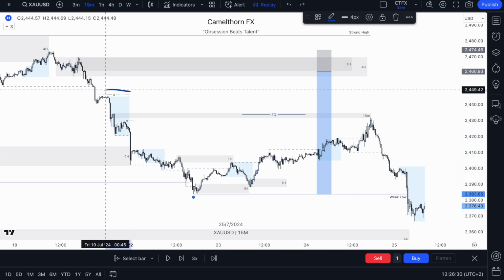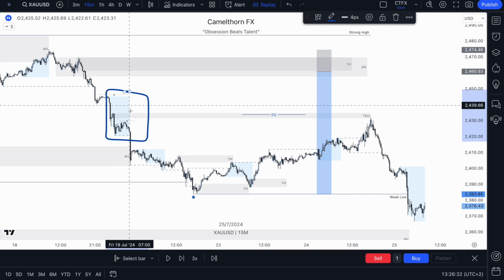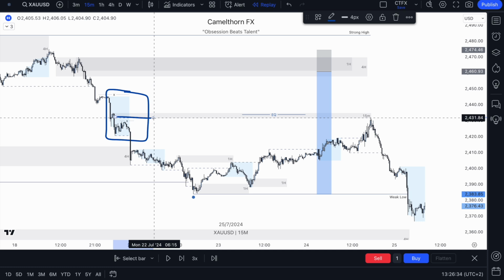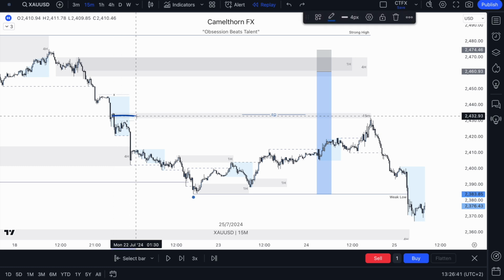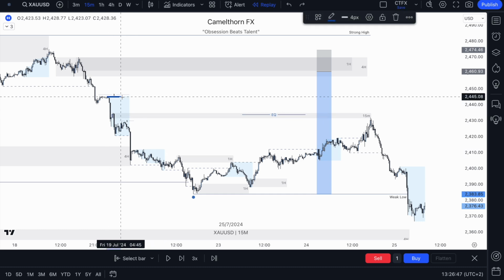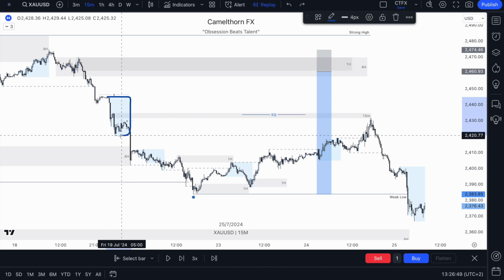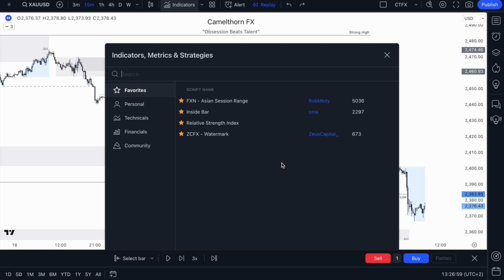Now, the second interesting thing about this area is the fact that our 15-minute supply zone formed during the Asian session. And we can see that just with a very quick eye test, this POI sits at more or less the midpoint of our Asian session range, which is denoted by this blue box in here. For those of you interested in the indicator that I use to show my session ranges, I use the FXN Asian session range here on TradingView by Rob Minty.